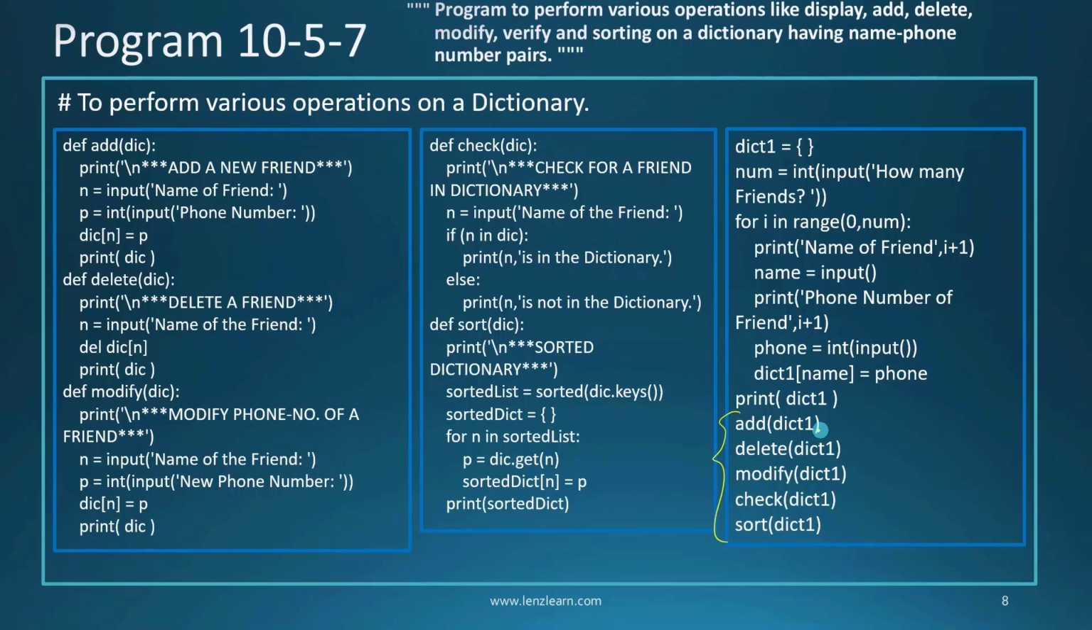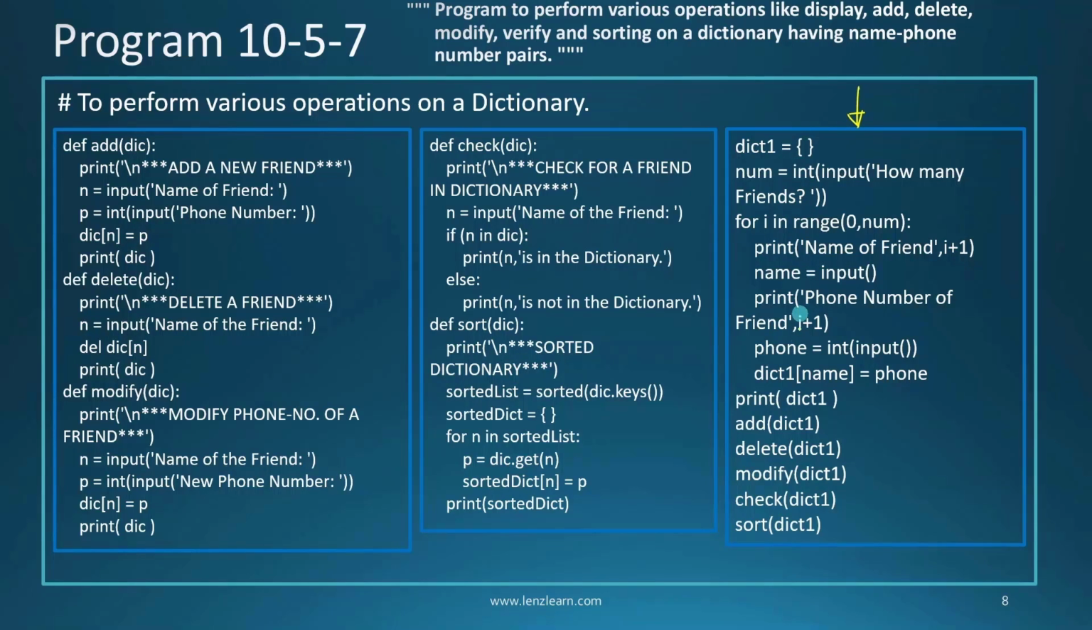We are going to add a new item into the dictionary. We are going to delete an item in the dictionary. We are going to modify the value stored for a key inside the dictionary. We will check whether this key value is available inside the dictionary, and we will also study how to sort the elements in the dictionary and print the result. So this is our main program.